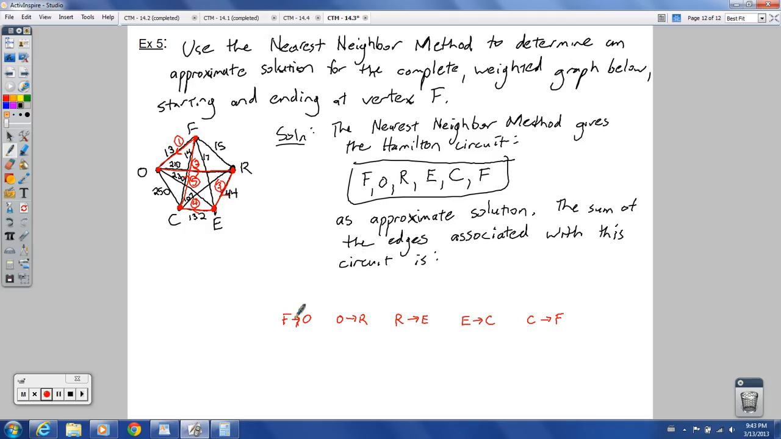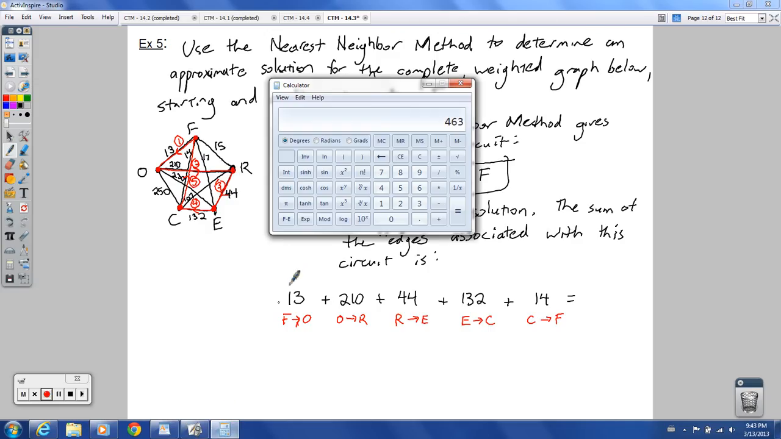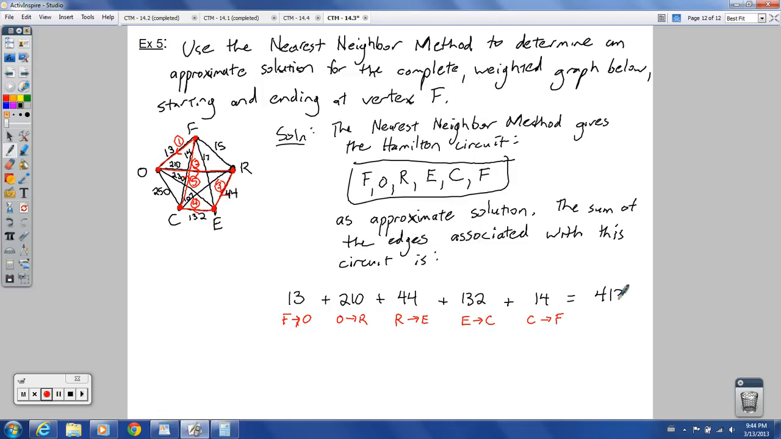And so from F to O, that one was a 13. I'm going to add that with O to R, which was 210. R to E is 44. C to E, 132. And then C to F was 14. So if we add all that together, let's see what we get. 13 plus 210 plus 44 plus 132 plus 14, 413 it is. So I didn't say this was dollars, I didn't say this was miles, I didn't give these units, so the lowest value is just 413.